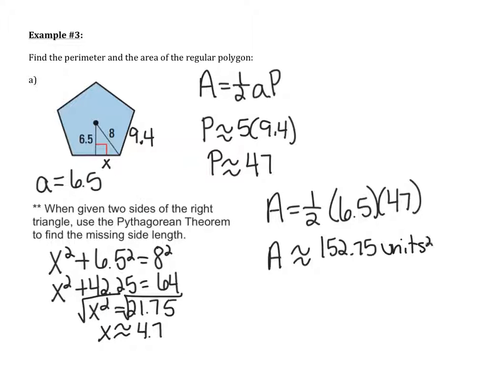So again, let's walk back through this. We were given the apothem, but not a side length. So we first found half of the side length by doing the Pythagorean theorem, since we were given 2 side lengths of that right triangle. Once we found what this length is, we doubled it to find 1 side length, to then use that to find the perimeter. Then we took our answer for the perimeter in our area formula, times the apothem times 1/2 to find our final answer of 152.75.